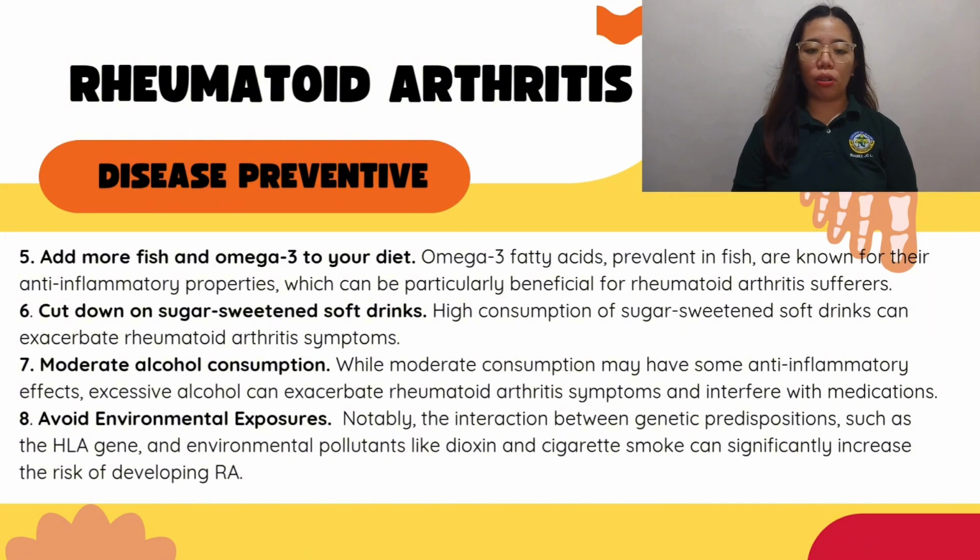Moderate alcohol consumption. While moderate consumption may have some anti-inflammatory effects, excessive alcohol can exacerbate rheumatoid arthritis symptoms and interfere with medications. Next is to avoid environmental exposures, notably the interaction between genetic predisposition such as the HLA, or human leukocyte antigen, gene and environmental pollutants like dioxin and cigarette smoke, which can significantly increase the risk of developing rheumatoid arthritis.